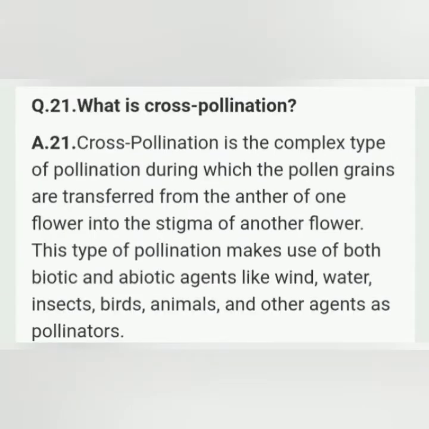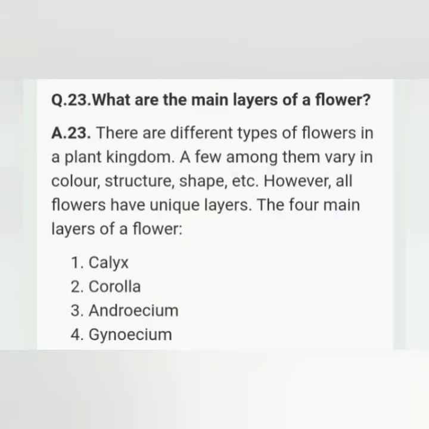Question. What is cross-pollination? Answer. Cross-pollination is the complex type of pollination during which the pollen grains are transferred from the anther of one flower into the stigma of another flower. This type of pollination makes use of both biotic and abiotic agents like wind, water, insects, birds, animals, and other agents as pollinators.